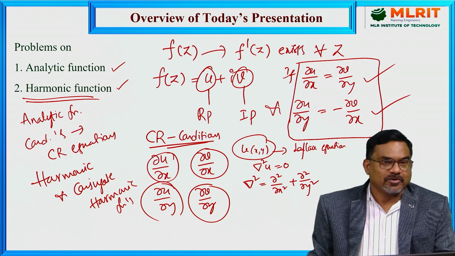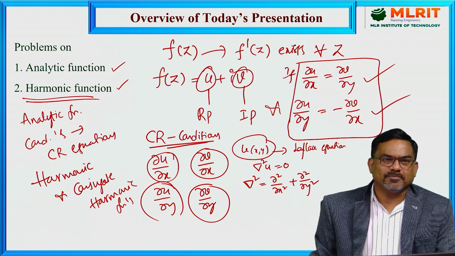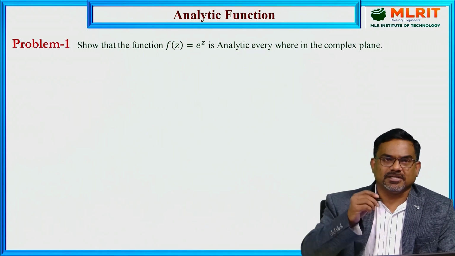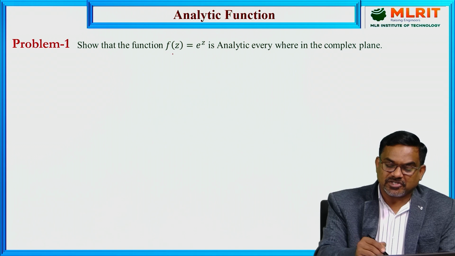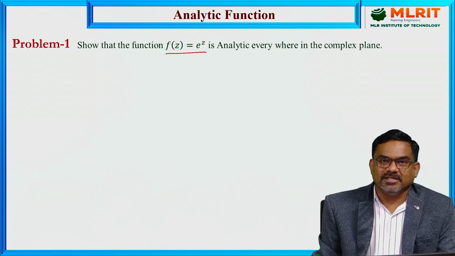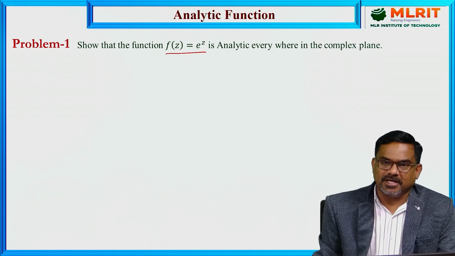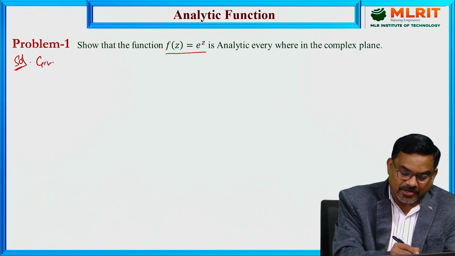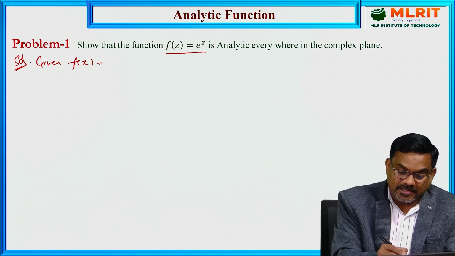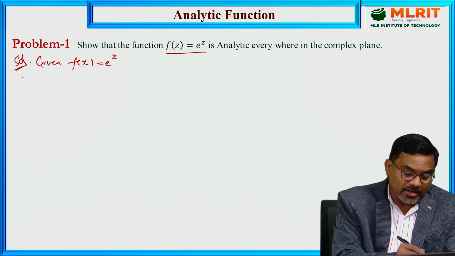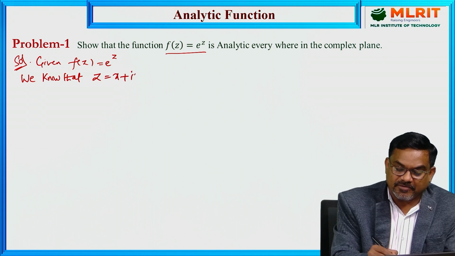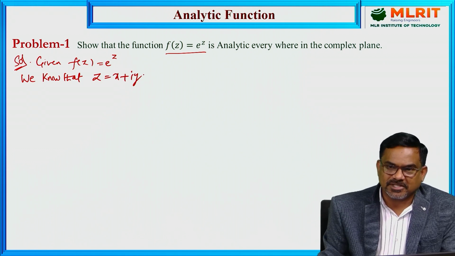Now today I am going to solve some problems on analytic and harmonic functions. Now coming to the first problem: show that the function f of z equal to e power z is analytic everywhere in the complex plane. So here the given function f of z is e power z, and we know that z is in the form of x plus iy. Z is a complex variable, x plus iy.